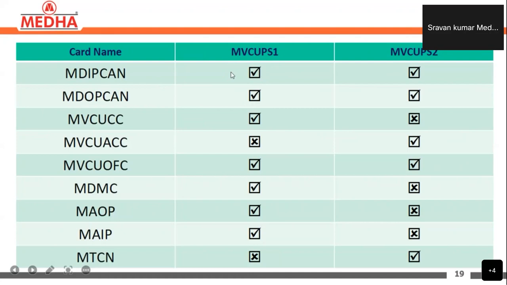So the PS1 is giving the power supply for the DIP card, DOP card. So these are the cards here. In case of any failure of the PS1, the power will be gone to the MACC card, the auxiliary computer card here, and the TCN card here. So the other card will be getting the supply from the PS2. In that way, the PS1 and PS2 are supplying voltages for the cards.